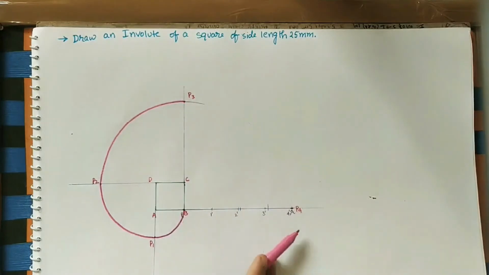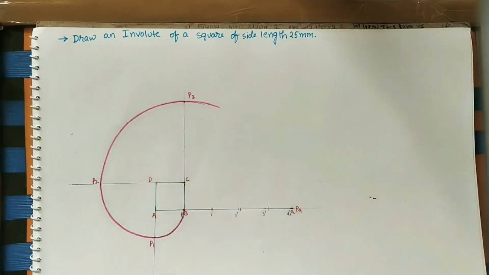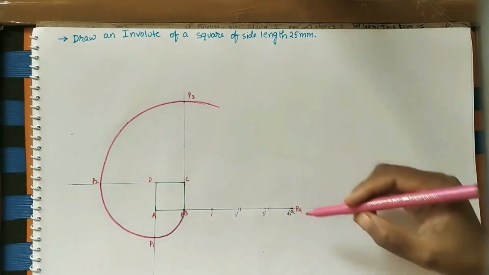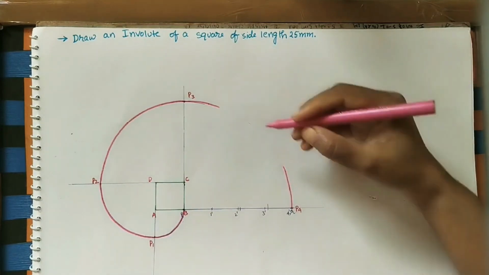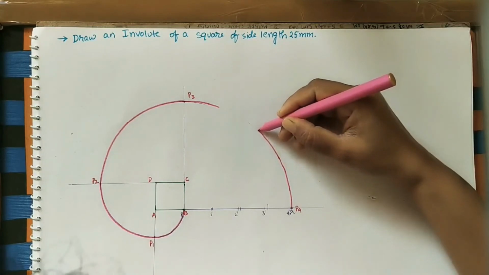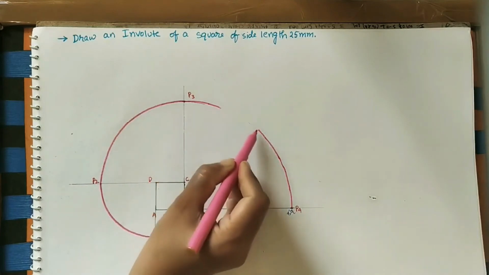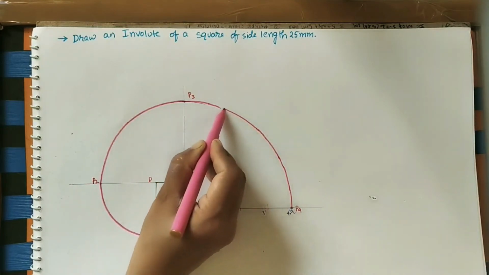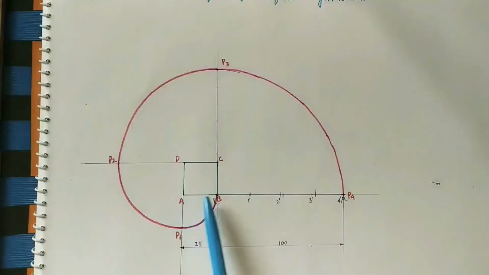Okay, in this way, smoothly freehand, you join the point to point, P4 to P5. Now, okay, this is the square of involute. Involute has a square shape.